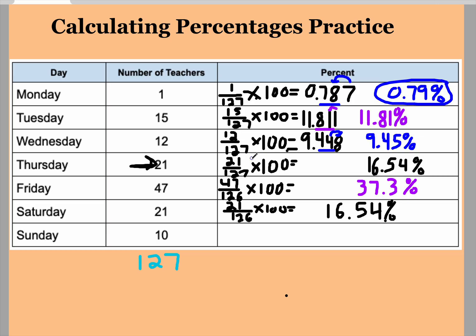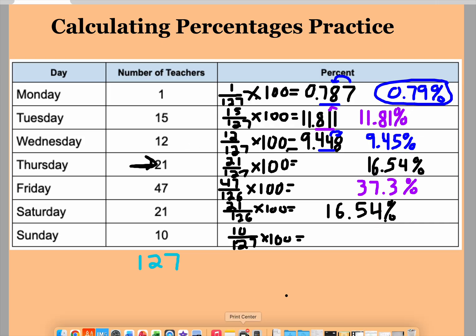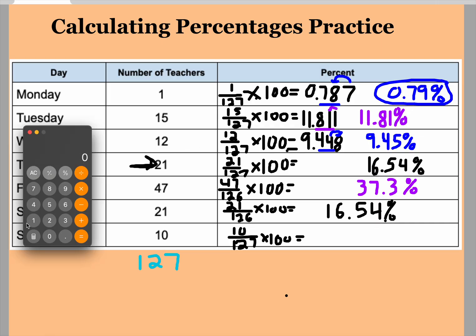All right. Last one, I got Sunday. Sunday is 10. 10 teachers like Sunday the best. 10 divided by 127. And then we multiply by 100. Okay, this one we'll have to work out. We don't have 10. We do have 12. 12 is 9.45, so I'm guessing it's a little bit less. All right, so 10 divided by 127 equals, multiply by 100. And yes, that was a little bit less than our 12.